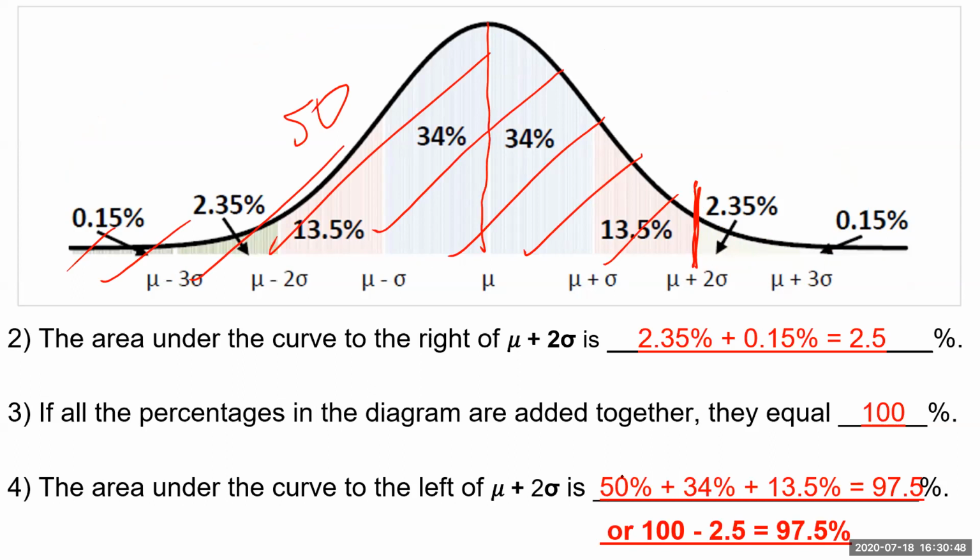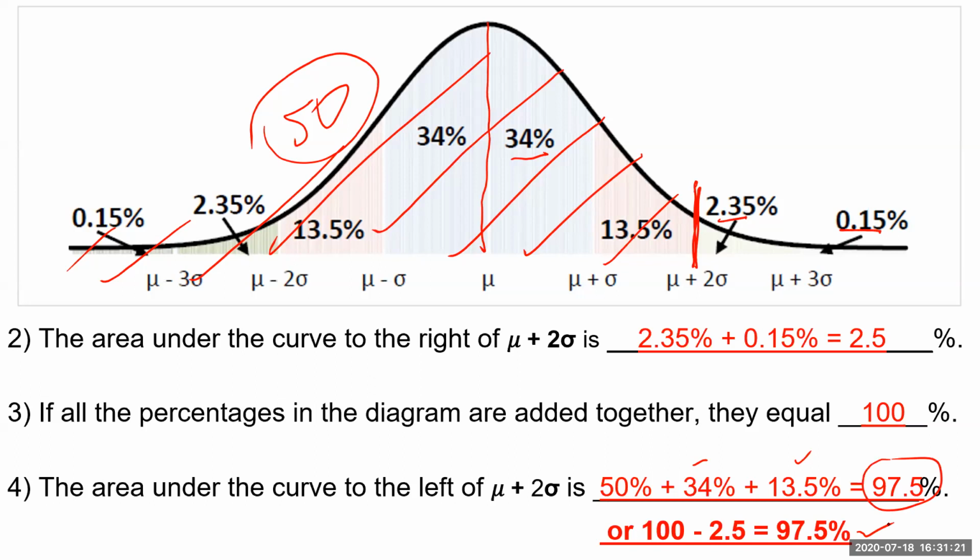So what do I do? I just do 50%, which takes care of the half, and then 34, that is right there. And then 13.5 and half, that is what? 97.5. Okay, if on the flip side I put this and that together and take away from 100, that will equally give me that area to the right of mu plus 2 sigma. Do you see that? Okay, sweet.